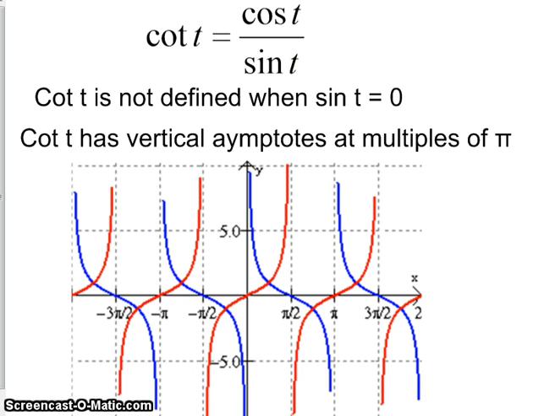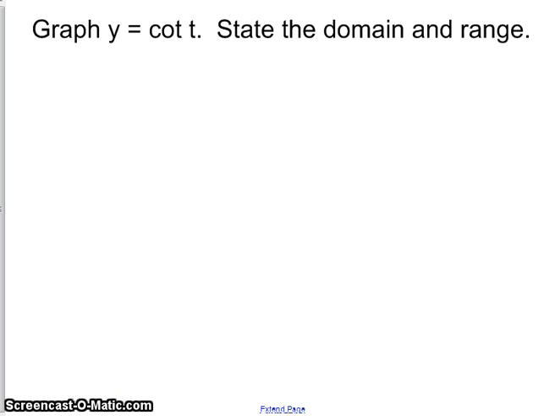So the vertical asymptotes for cotangent are at 0 and at pi, and at every multiple of pi. The zeros of cotangent are wherever tangent is undefined. So tangent is undefined at odd multiples of pi over 2, therefore cotangent is 0 at odd multiples of pi over 2. All right, we're going to try this graph ourselves now. Set up your axes.